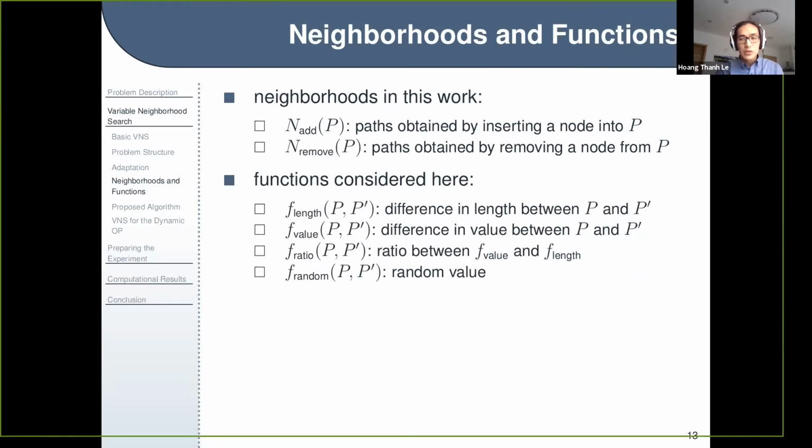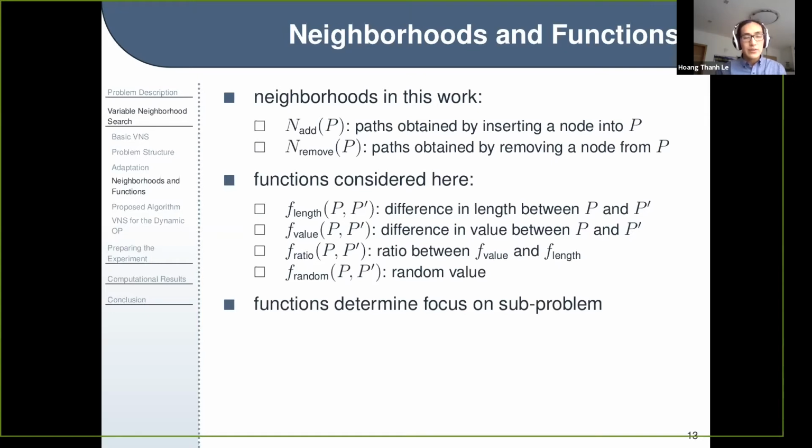These functions have been chosen in accordance with the aforementioned subproblems. For example, if we only consider the difference in length between two solutions, it's a bit like focusing on the TSP-like subproblem, where we want to calculate a short path. Or if we only focus on the value, then it's a bit like a focus on the knapsack problem, where we only want to have a high value for the total solution. And so the functions determine the focus on the subproblem.